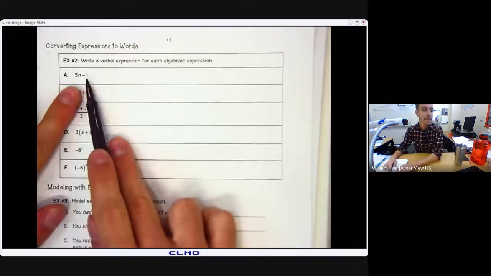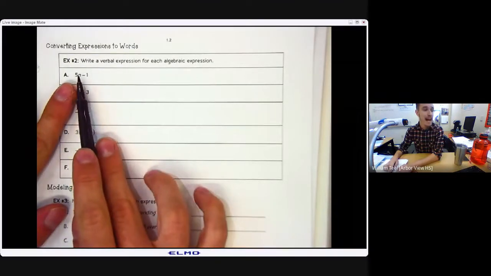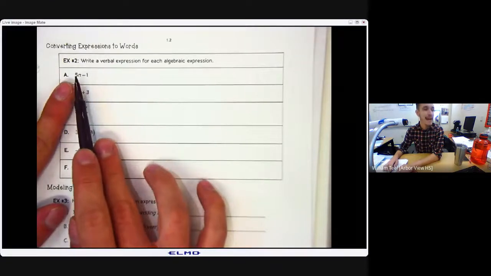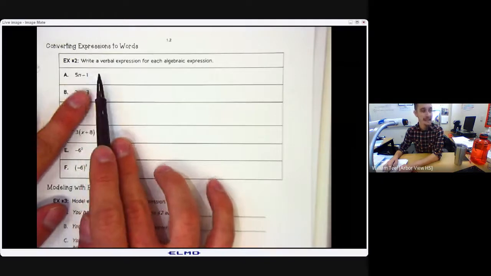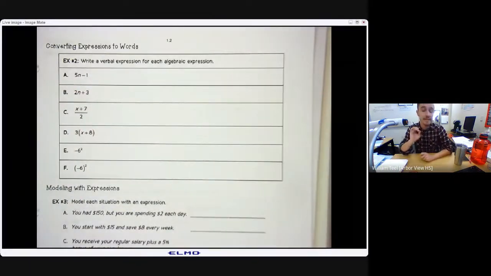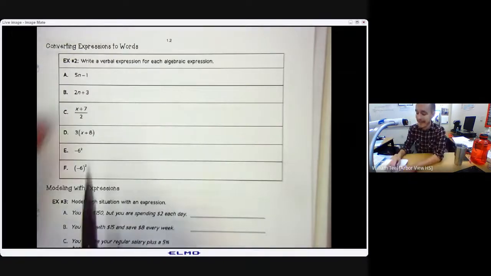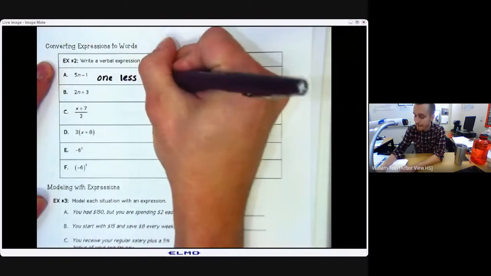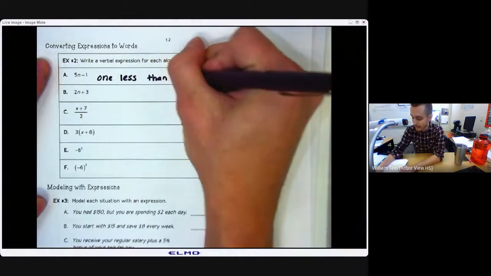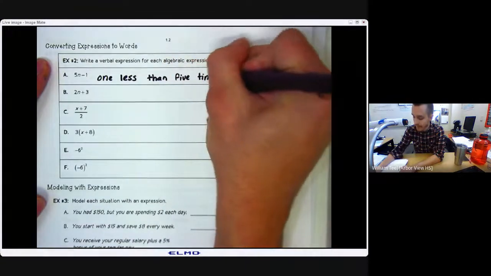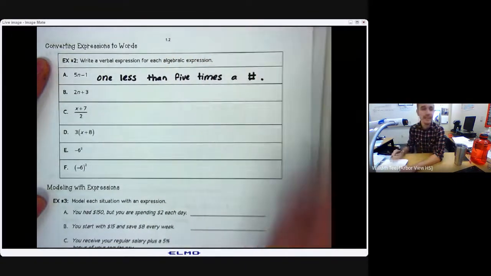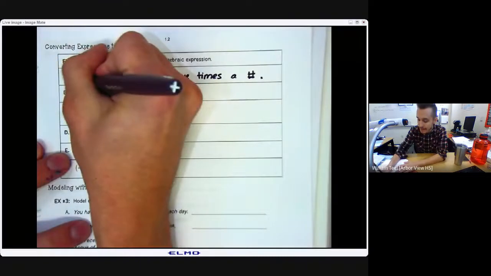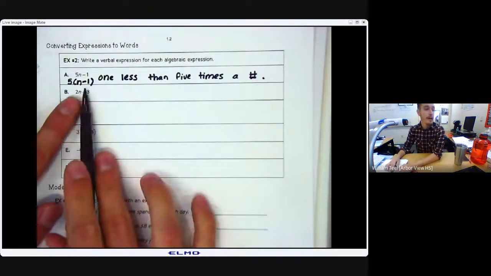Since I have 5n minus 1, I know I'm going to have to talk about 5 times a number, but how am I going to make sure that I'm specifying that I have 5n minus 1 and not 5 times n minus 1? That's where this starts to get tricky. You have to be very careful with your wording. So the way I would say this is I would say 1 less than 5 times a number. And what this does, this completely eliminates the possibility of getting confused with 5 times n minus 1, because this is not what we are looking at here.